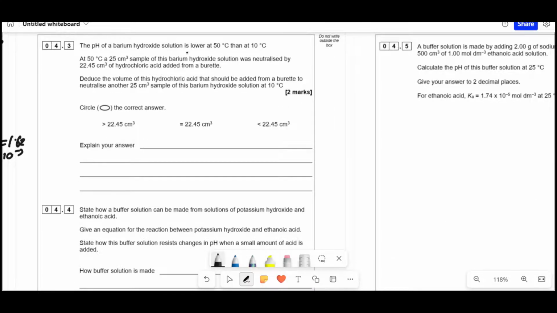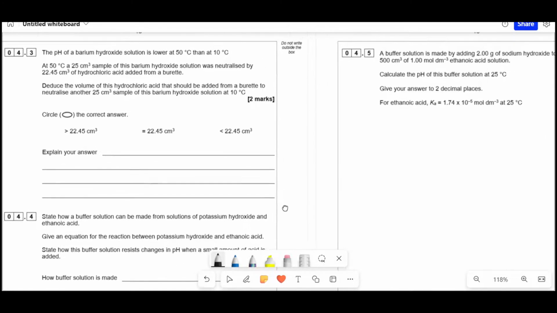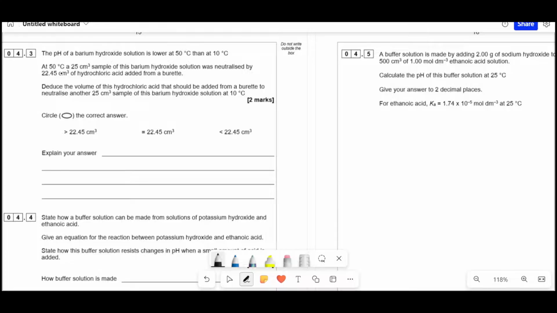So the pH of a barium hydroxide solution is lower at 50 than at 10. At 50 degrees Celsius, a 25 centimeter cubed sample of this barium hydroxide was neutralized by 22.45 centimeters cubed of hydrochloric acid added from a burette. State the volume of the hydrochloric acid that should be added from a burette to neutralize another 25 centimeters cubed sample at this temperature, and explain your answers. So again, 25 centimeters cubed of barium hydroxide needed this much, right? And then it's saying, well, if you got another 25 centimeters cubed of that barium hydroxide, how much would you need?